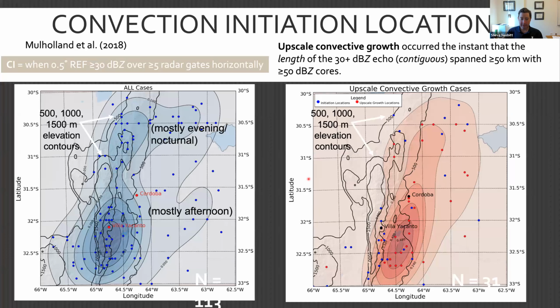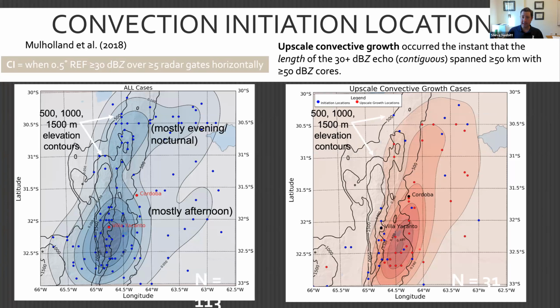So we were able to pretty much hone in on the Sierras being a focus for convective initiation here. And these are actually cases from prior to the campaign. We also see in this area that there's a lot of upscale growth that happens very close to the mountains. And that'll be a theme that permeates the rest of the talk here, the fact that we're able to really observe both the initiation and upscale growth phase in the same location.